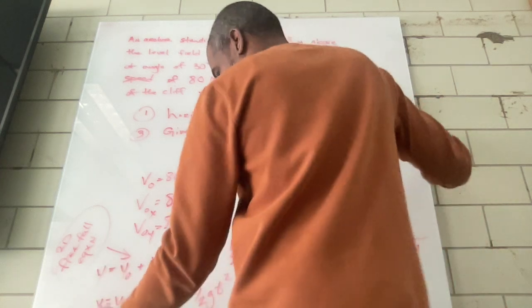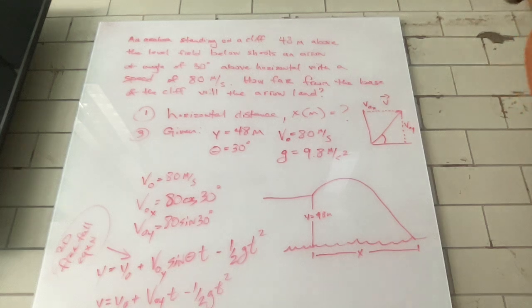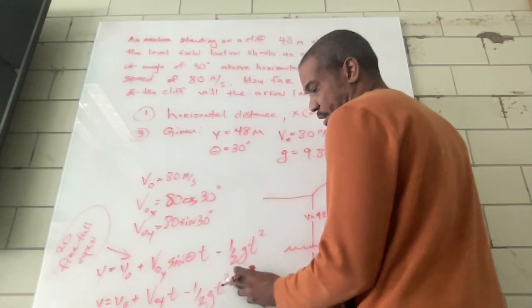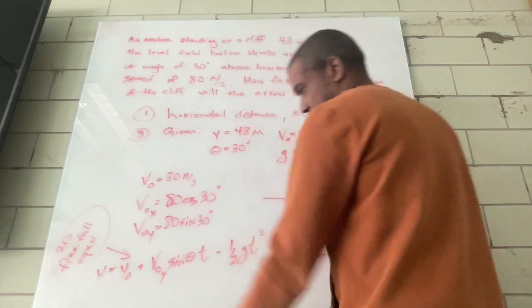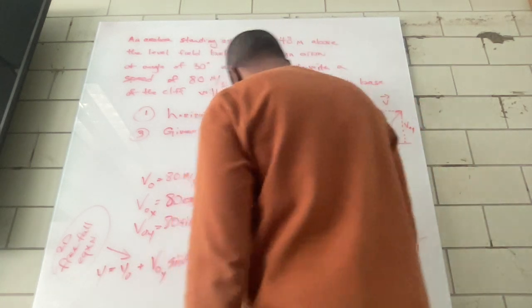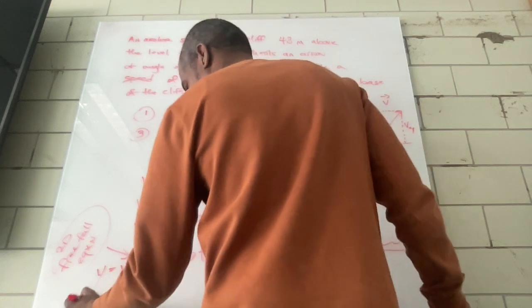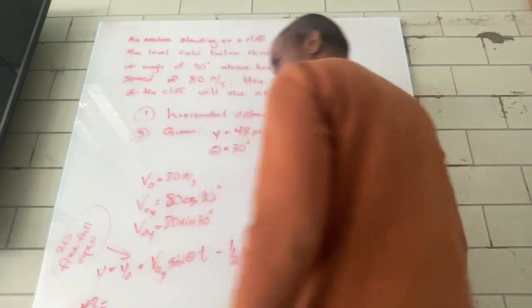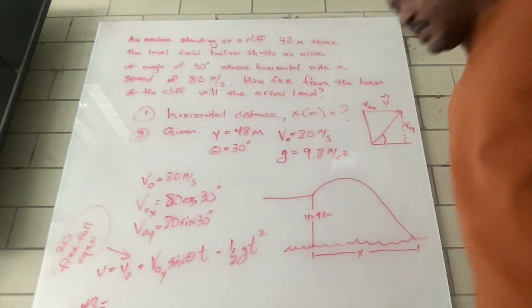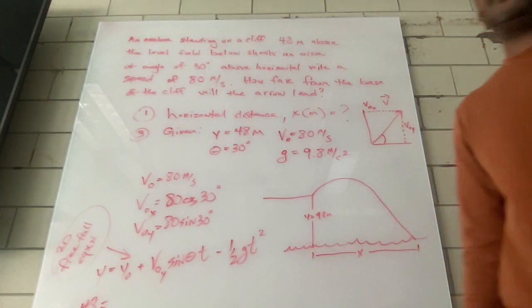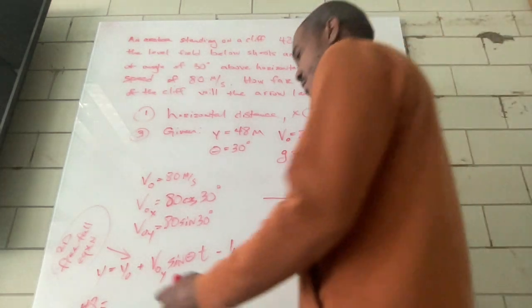So let's start. I'm telling you this is what you're going to use, so we can just go ahead and start plugging these numbers in. I'm going to erase this one. Okay, so y is what? 48. And what's the initial distance that the arrow travels in the y direction before he shoots it? 0.